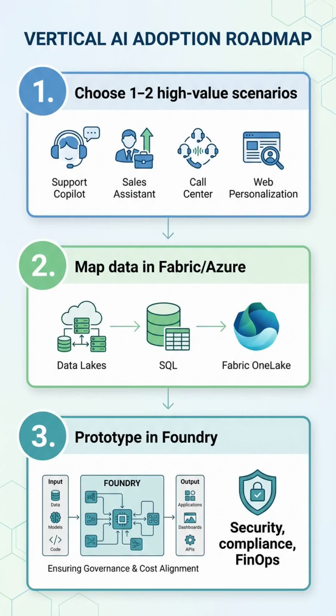Example: support copilot, sales assistant, call center, web personalization. Map required data sources in Fabric and Azure, then prototype using the official chat agent reference architectures. In parallel, align security, compliance, and FinOps teams on governance and cost models so that successful pilots can scale into a standardized enterprise AI platform based on Foundry.